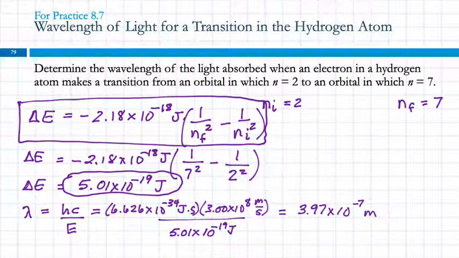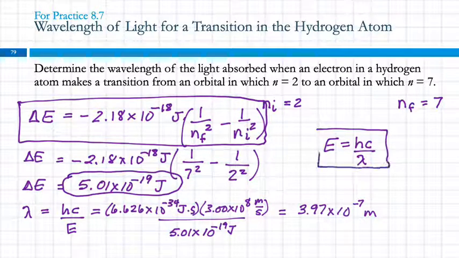HC is a given. This is E equals hc over lambda. H is Planck's constant, C is the speed of light. This is an equation that was given earlier, and we've also seen it rearranged.